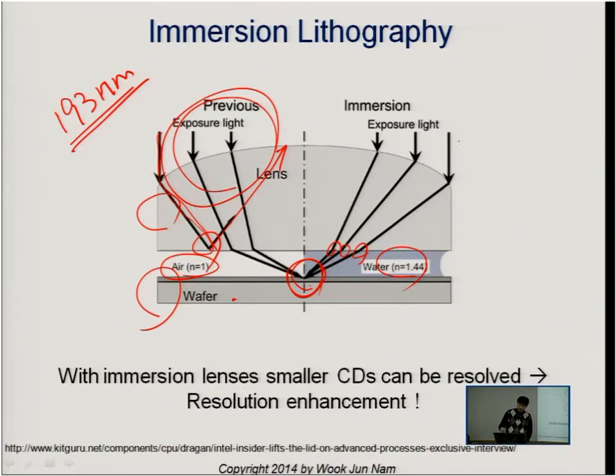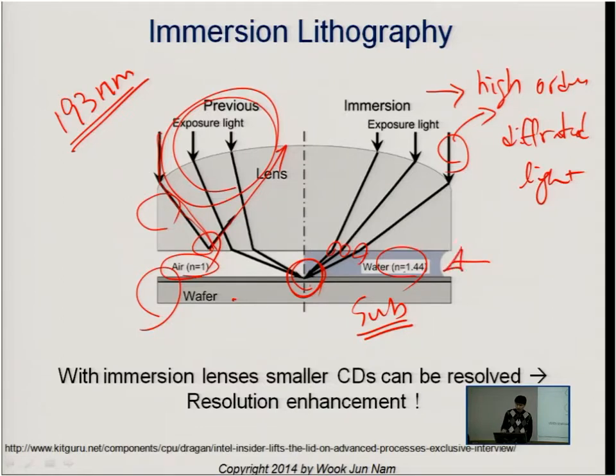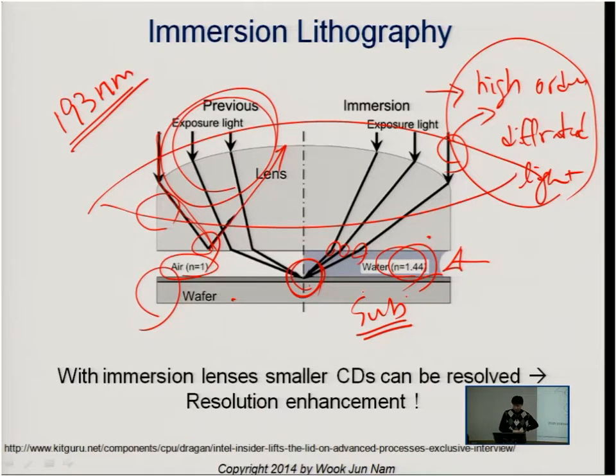Normally the light at the edges has the high order of diffraction. So we can have more high order diffracted light reaching the substrate. Just by putting a liquid between the final lens and the substrate, we have the same effect as having much bigger lenses. Actually, the major purpose of using a bigger lens diameter is to collect this high order diffracted light, right? So using a liquid, we can have the same effect.